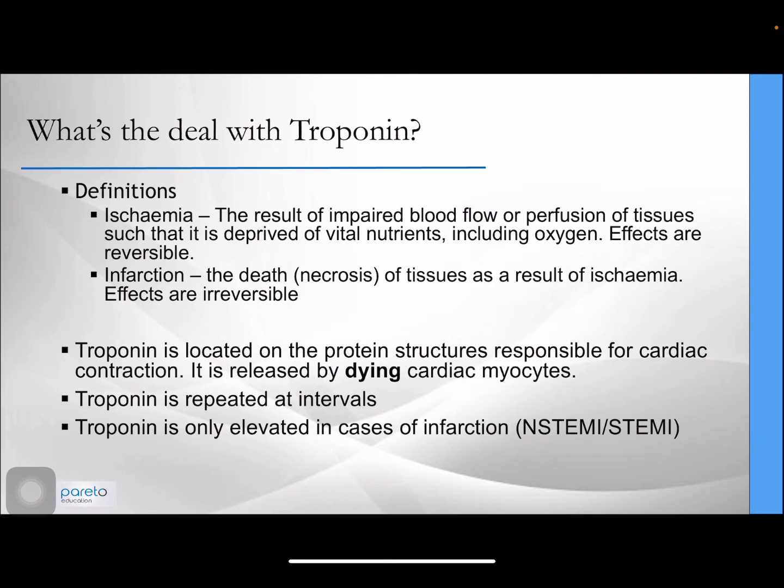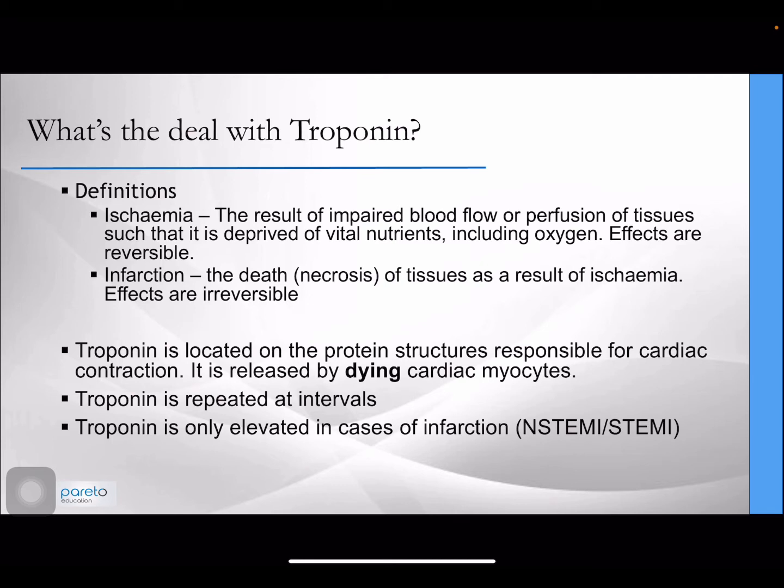To define things to begin with, ischemia is the result of impaired blood flow, and it really describes the deprivation of cardiac tissue of vital nutrients such as oxygen, and the effects are reversible. Infarction, on the other hand, refers to the death of tissues as a result of ischemia, which is irreversible.